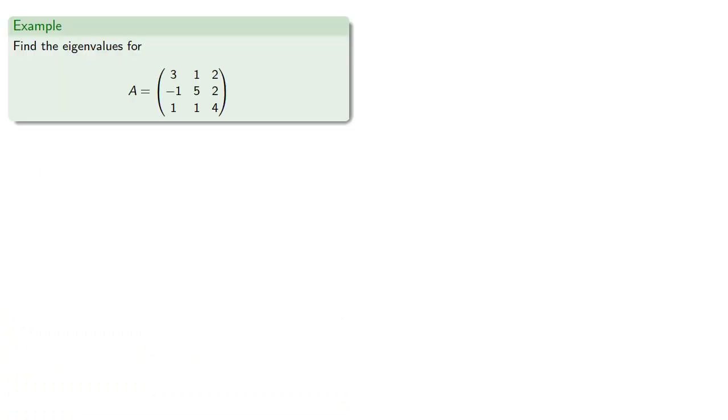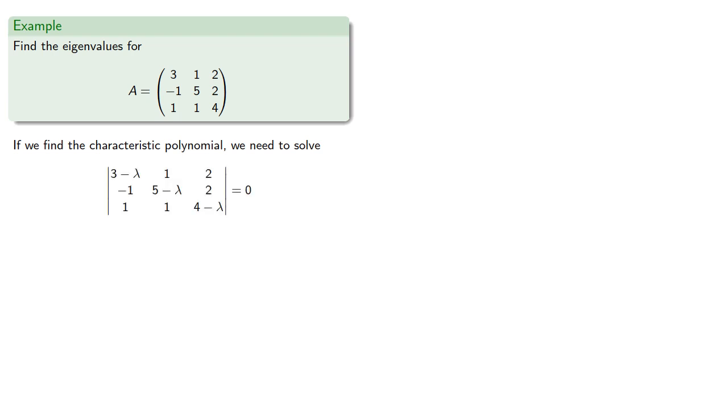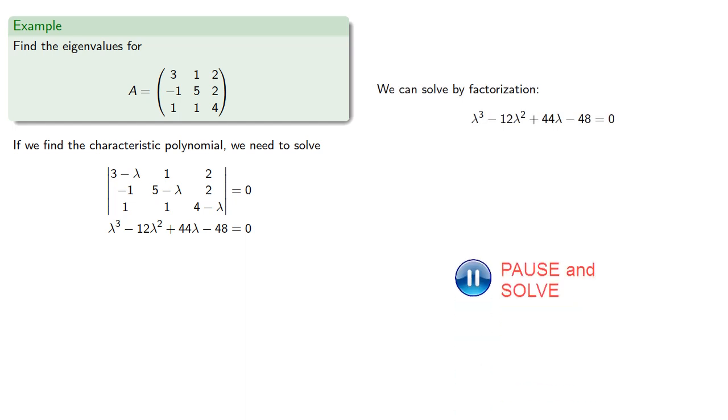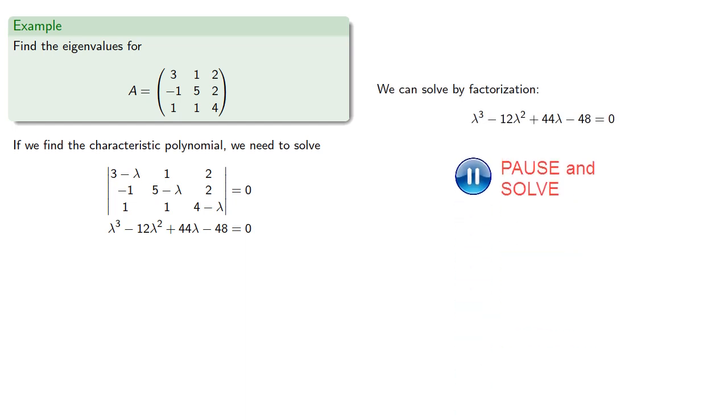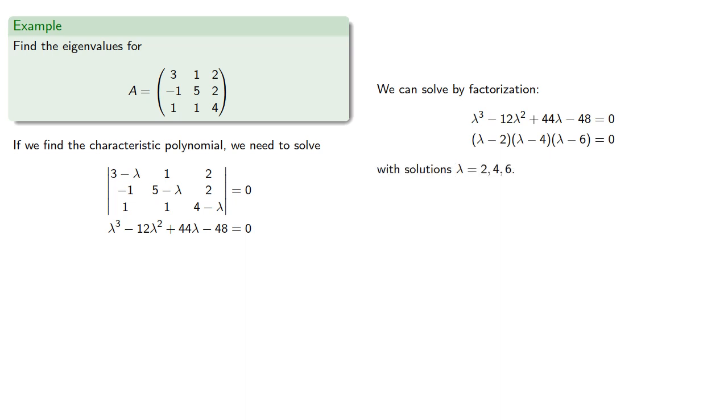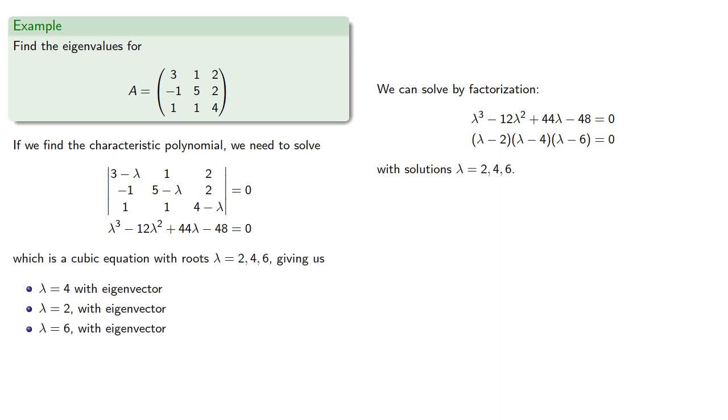So let's try to find the eigenvalues for a 3x3 matrix. If we find the characteristic polynomial, we need to solve determinant A minus lambda I equal to 0. So we'll expand out our determinant, and we get a cubic equation, and we know how to solve those. We can solve them by factorization, and we get our solutions. And once we have our eigenvalues, we can find the eigenvectors.